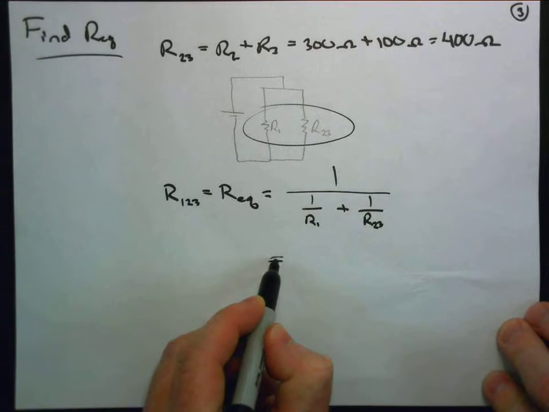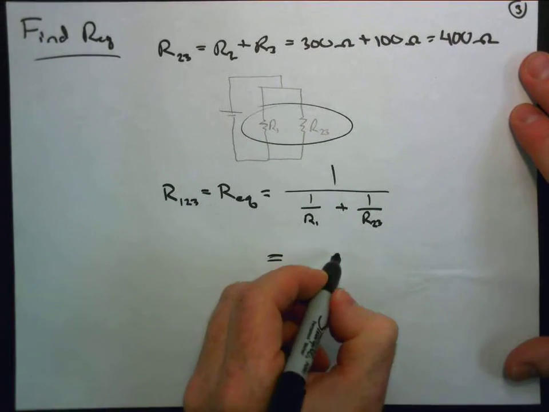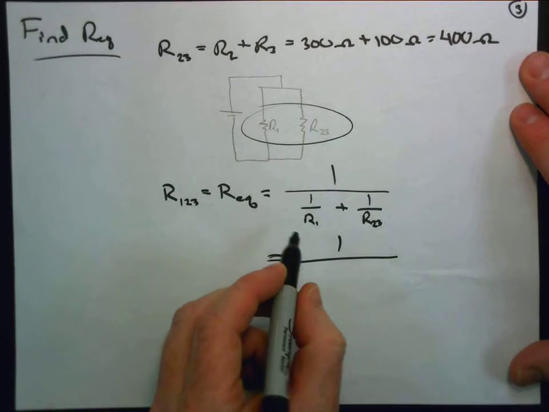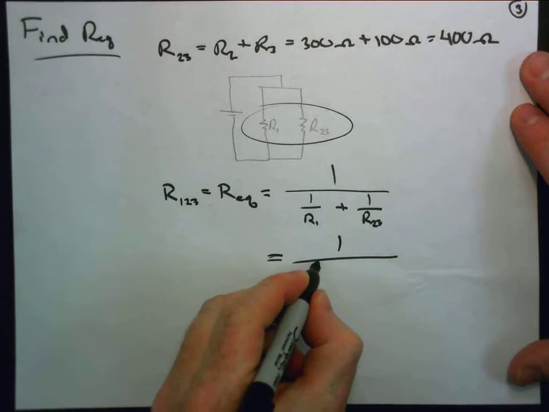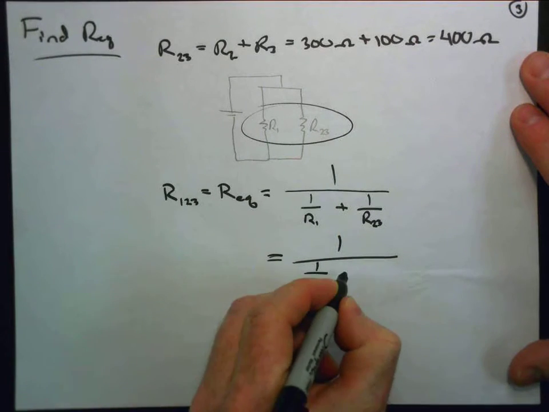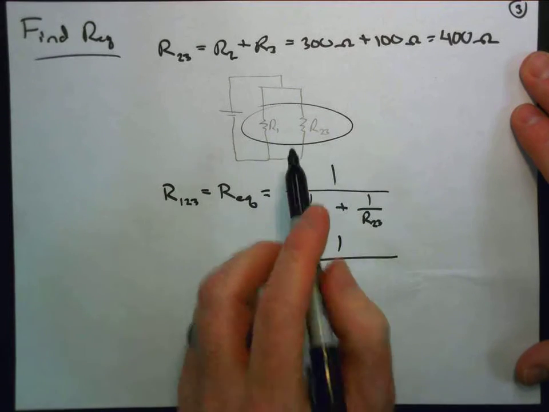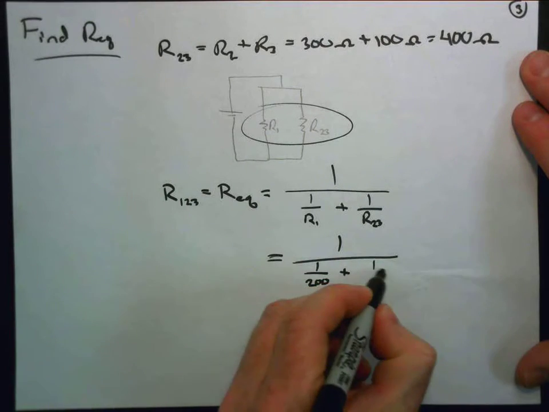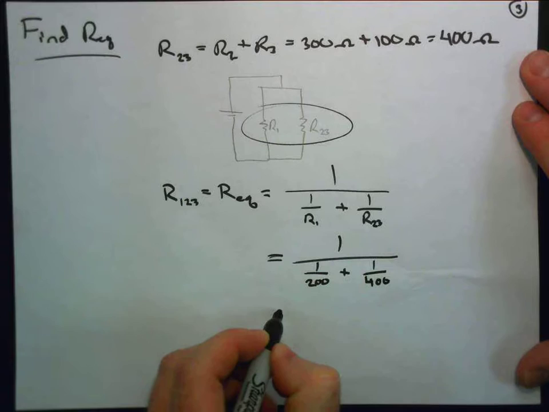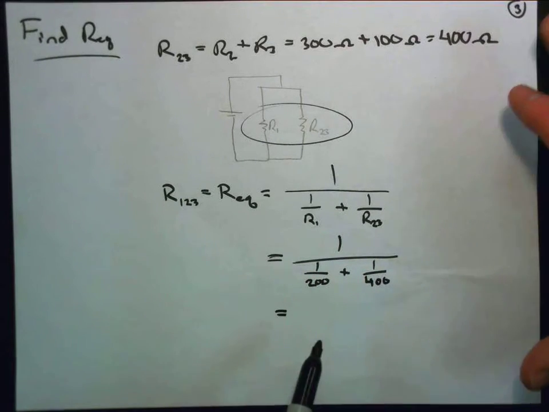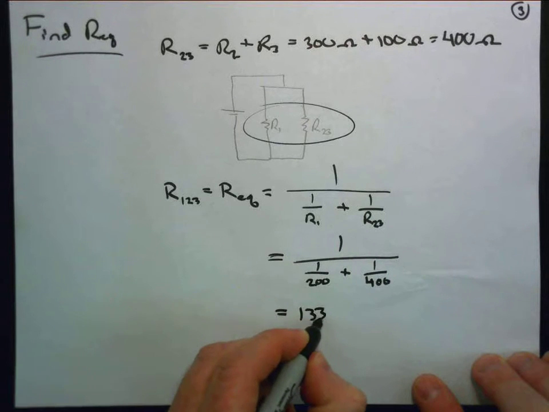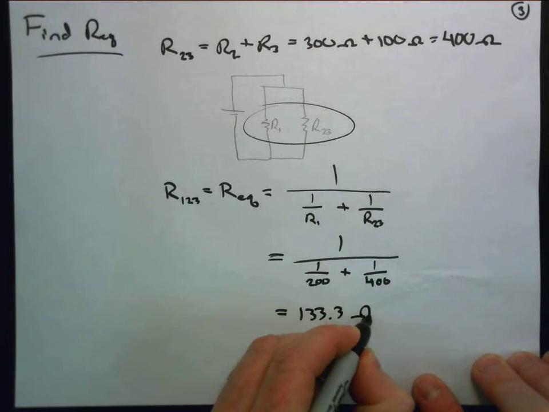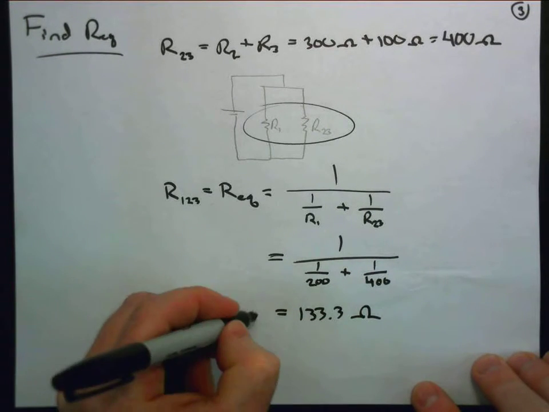So 1 over, and R1 is, what is R1? R1 is 200 ohms. So 1 over 200 ohms. And R23, I just found it was 400 ohms. 1 over 400 ohms. And when you do this math, it's not all that difficult. You come up with 133.3 ohms. And we've done the first step.